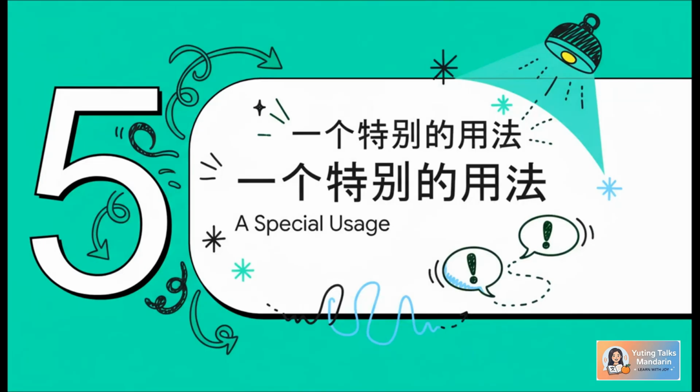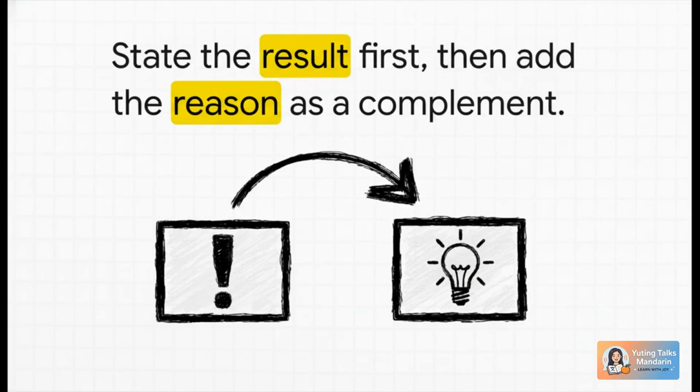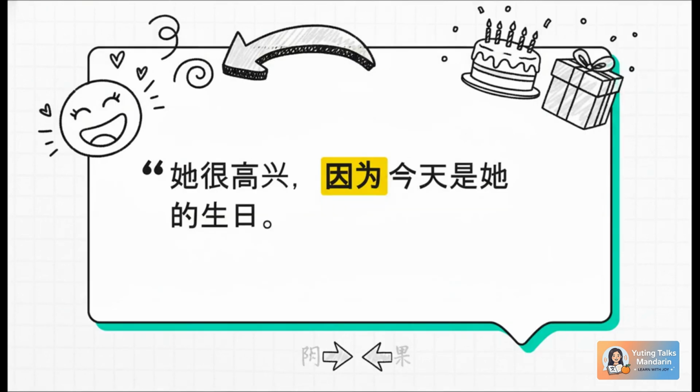All right, we've got one last thing to show you. It's a special little trick that flips the structure around to change the emphasis just a little bit. Yup, you can actually say the result first and then follow up with 因为 to explain the reason. It feels a lot like you're making a statement and then adding an explanation for it right after. And hey, let's circle all the way back to our first example. You can totally say it this way too. You state the fact, she is very happy. And then you explain why, because today is her birthday. It's a really common and natural way to speak.